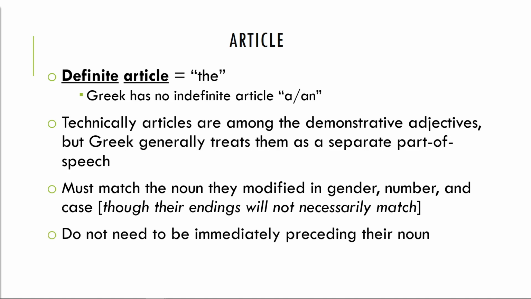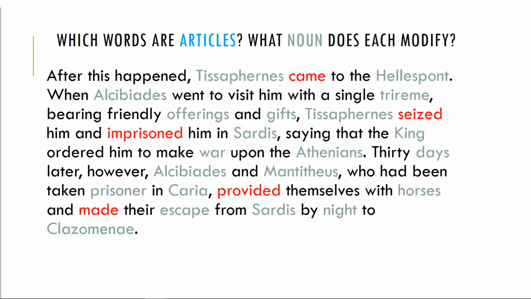And they don't need to be immediately preceding their noun. We're going to see that because a lot of times they will be used to bookend modifiers for the noun. So let's go back into our passage that we know so well by now. Which of these words are articles and which nouns do they modify? Well, the Hellespont, the king, the Athenians, and also a is the indefinite article. So now you should have a pretty good feel for what nouns are and what articles are and what the different cases do. Now we've got to take these ideas and apply them to Greek.